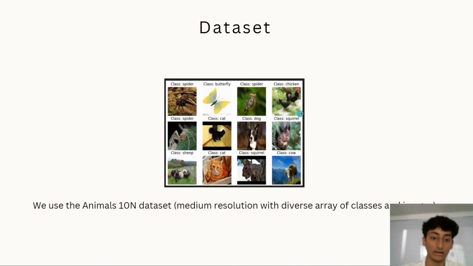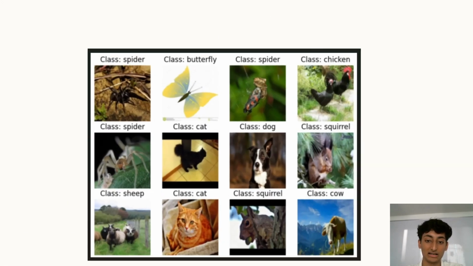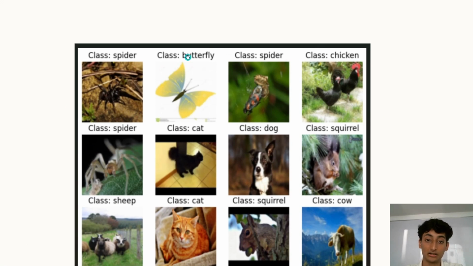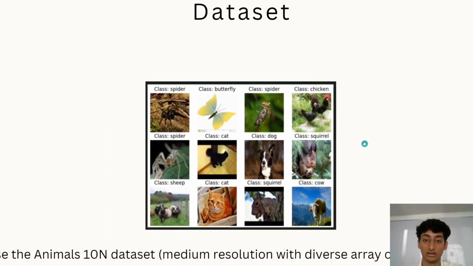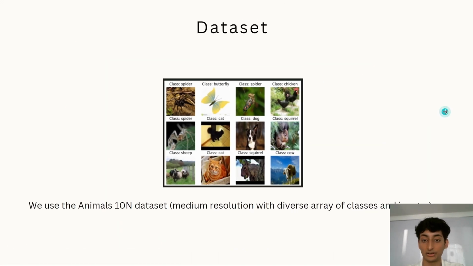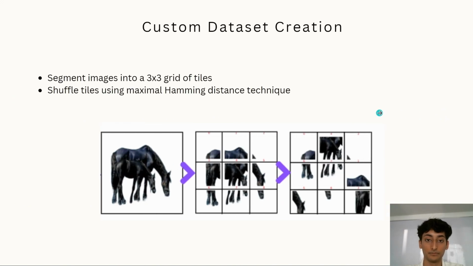The data set that we have used for preliminary classification or puzzle solving is the Animals-10N data set. It is a medium resolution data set with a diverse array of classes and images like spider, butterfly, dog, squirrel, cavallo as in horse, etc. So let's go on to custom data set creation.